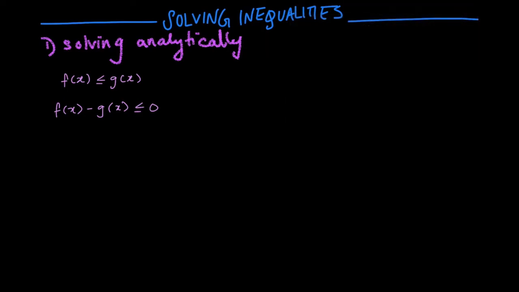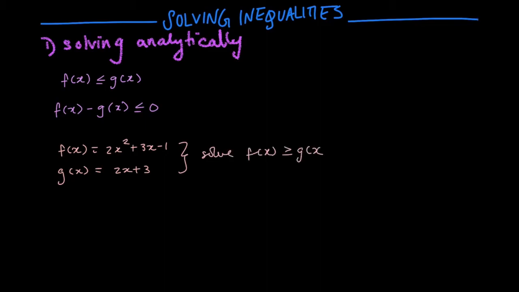Let's say we have f of x is equal to 2x squared plus 3x minus 1, and g of x is equal to 2x plus 3, and the question is asking us to solve f of x is greater than or equal to g of x. So what we can do is rearrange it into the form that we just talked about and say that 2x squared plus 3x minus 1 minus 2x plus 3 is smaller than or equal to 0. And then we can simplify this. We would get 2x squared plus x minus 4 is smaller than or equal to 0.